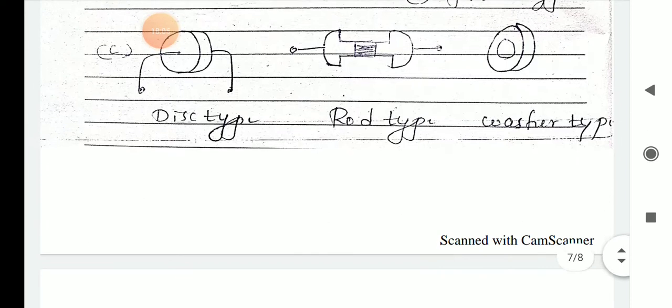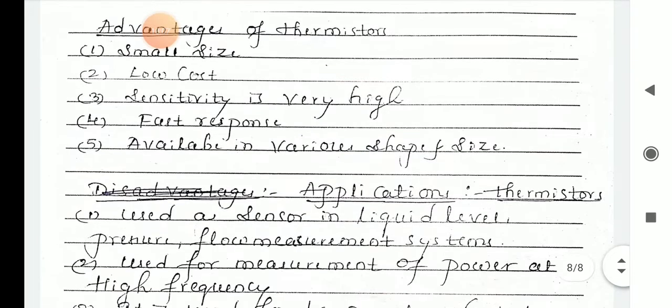So next we will discuss the advantages. What are the advantages of a thermistor? Small size, low cost, very high sensitivity, fast response, and available in various shapes and sizes.